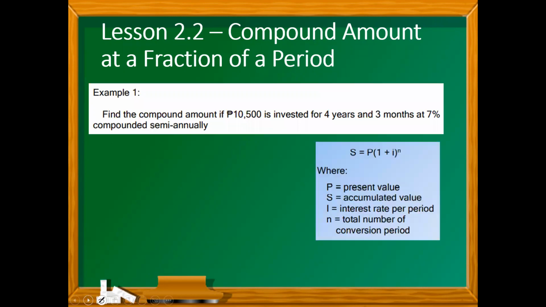Okay, and this is the formula that we're going to use. S is the accumulated value, that's the final amount. Then P is the present value. The i there has to be in small letters, so that's the interest rate per period. So take note that small i is equal to the annual interest rate divided by the compounding period. Let's denote that by j.